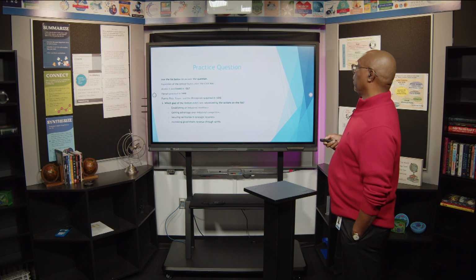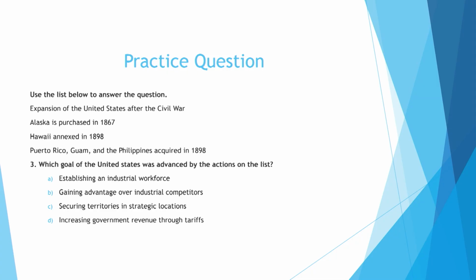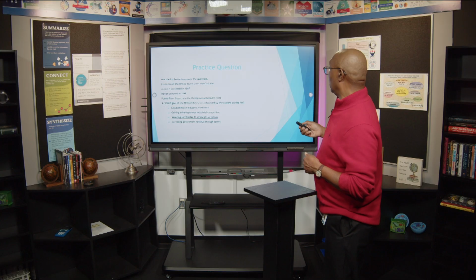Practice question number 3. Use the list below to answer the question. The expansion of the U.S. after the Civil War: Alaska's purchase in 1867, Hawaii annexed in 1898, Puerto Rico, Guam, and the Philippines acquired in 1898. Which goal of the United States was advanced by the actions on the list? And the answer would be securing territories, of course, in strategic locations.